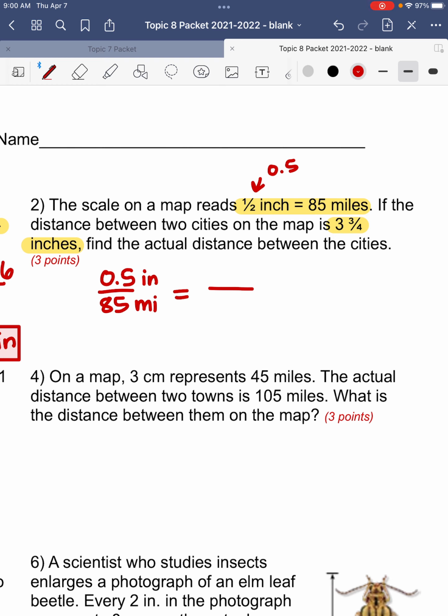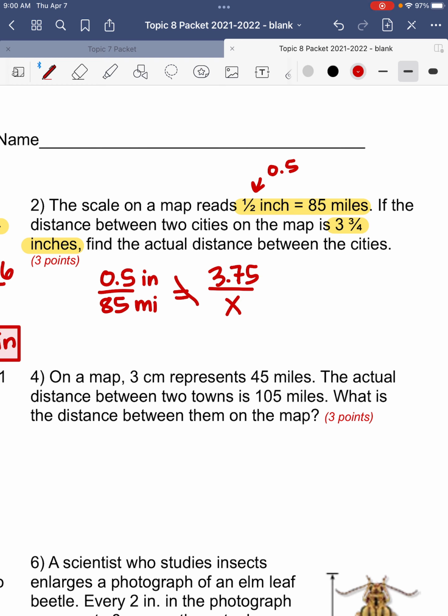So where does it need to go? Well, my inches have to all be on top. So it needs to go right here. Now, 3 3/4. Well, I know that 3 divided by 4 is 0.75. So it's going to be 3.75. So 3.75 inches, and we don't know how many miles that represents. We've got to figure that out. So now I'm ready to cross multiply.